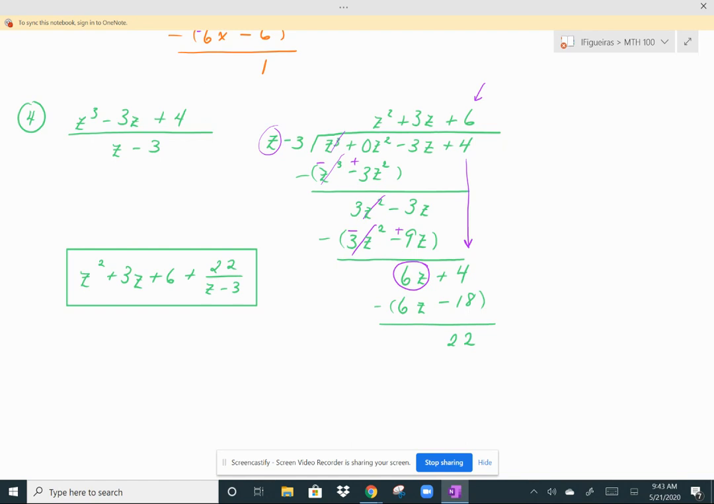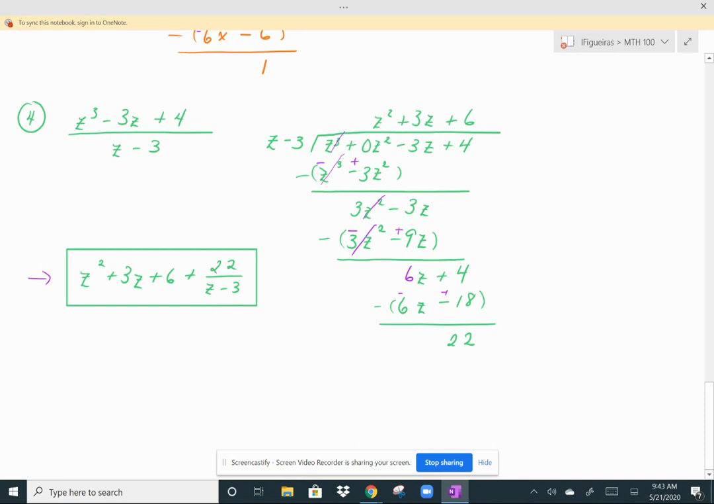So take the first term, 6z divided by z, and you get 6. That's what you write down here. Everything's positive. And then take the 6, distribute it across z minus 3. You get 6z minus 18. And when you subtract, your signs will change. So this becomes a minus. This one becomes plus. So you end up with a remainder of 22.